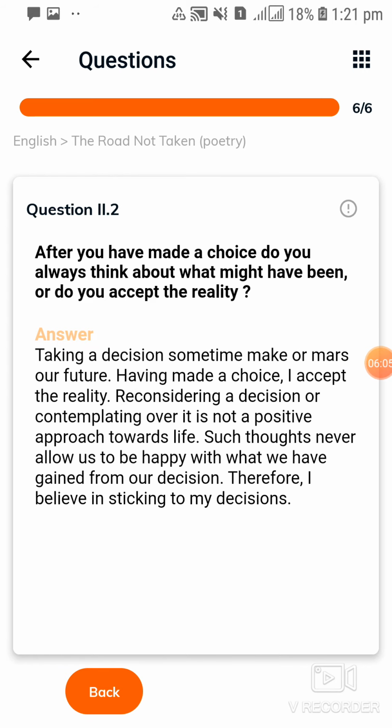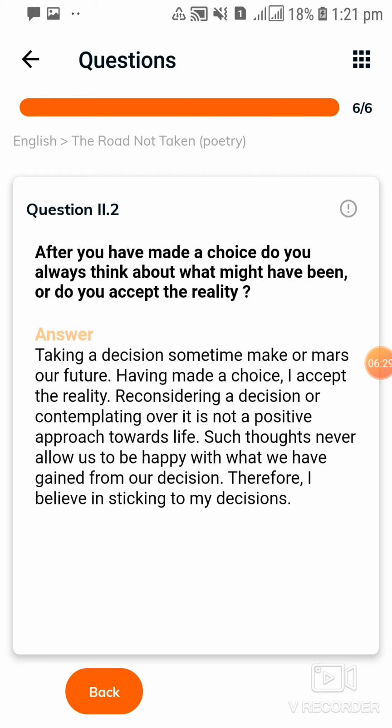And now, last question. After you have made a choice, do you always think about what might have been, or do you accept the reality? Its answer is, taking a decision sometimes makes or mars our future. Having made a choice, I accept the reality.